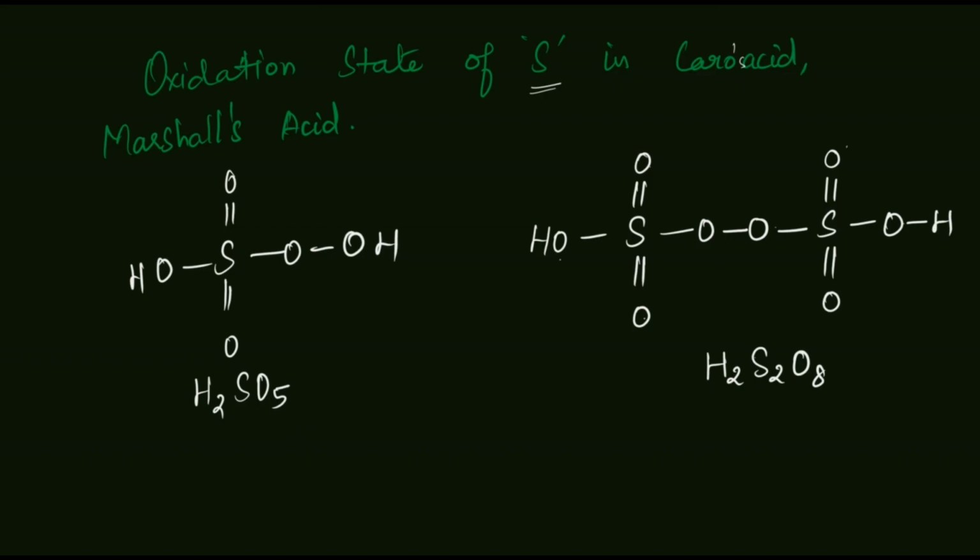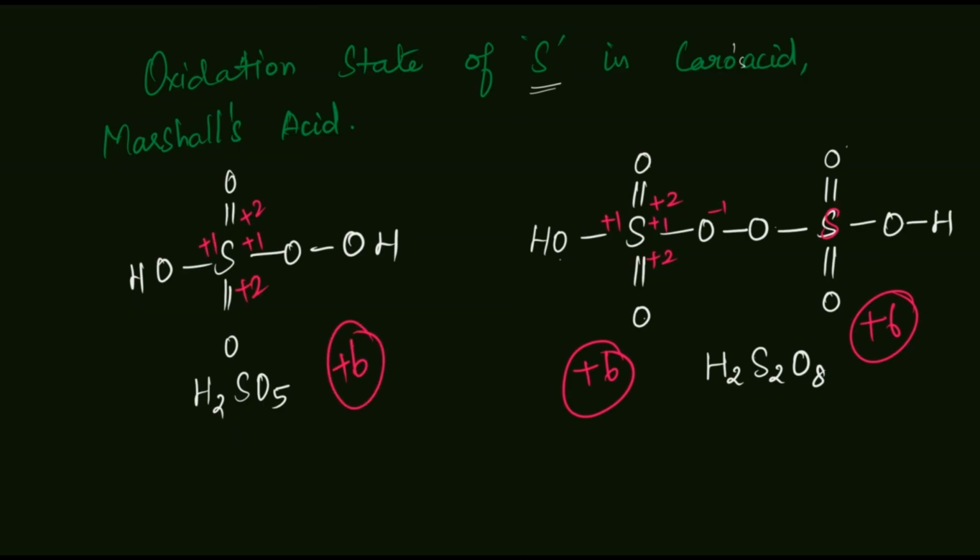That is so simple. Once you know that oxygen here is -1, this becomes +1, and here also it becomes +1. So total it is +6, and here again this sulfur is also +6. In case of Caro's acid, +1, +2, +1, +2, so overall that is also +6. So +6 is the answer to this question.